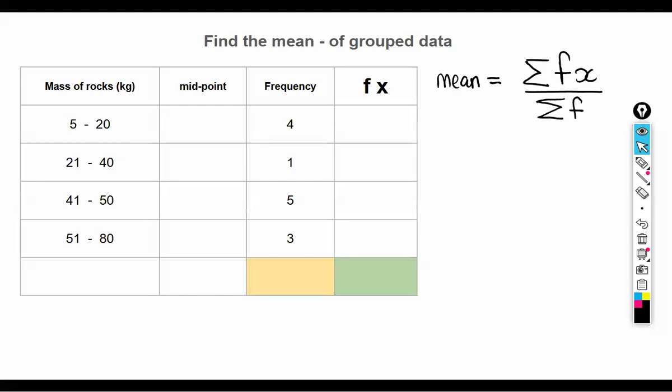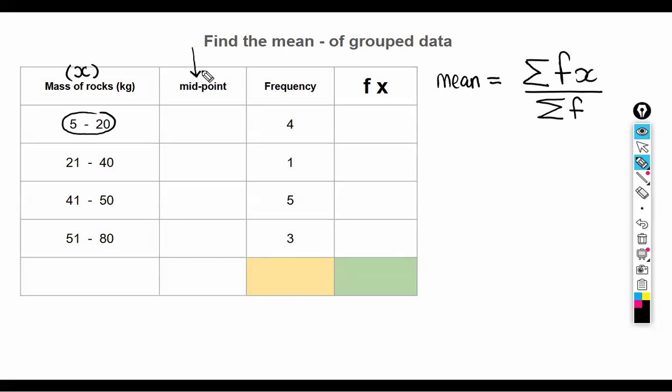The first step, remember, what you are measuring is X. So today we are measuring the mass of rocks, which is in kilograms. Now, you notice it has a range. The mass of the rocks is from 5 to 20. So it seems like you have two values for X. But remember, last week I showed you that whenever you have two values for X, or you have a range, what you need to do is find the midpoint.